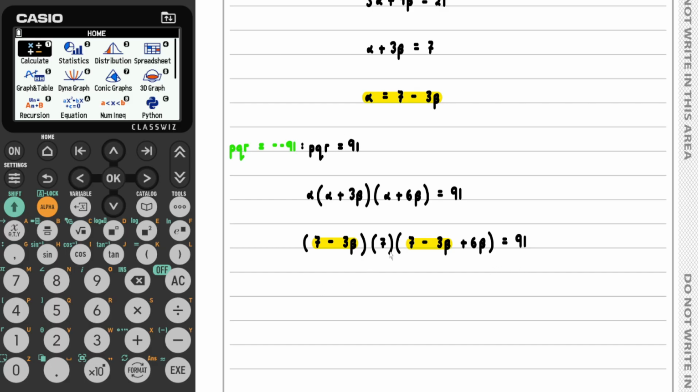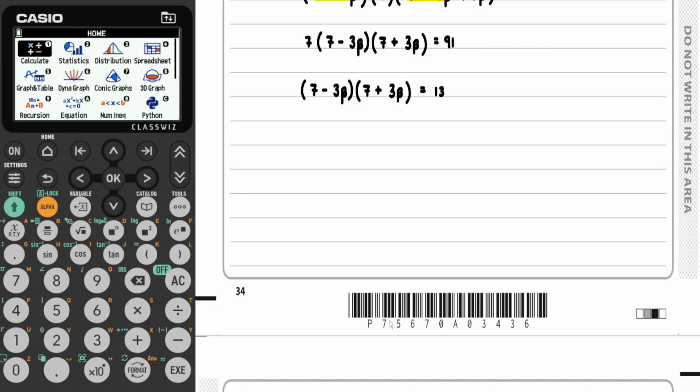So I've got 7 multiplied by 7 subtract 3 beta multiplied by 7 plus 3 beta equals 91. If I divide through by 7, I've got 7 subtract 3 beta times 7 plus 3 beta equals 13. So I've got 49 subtract 9 beta squared equals 13. 9 beta squared equals 36. Divide through by 9, then square root. You will find beta to equal plus minus 2.